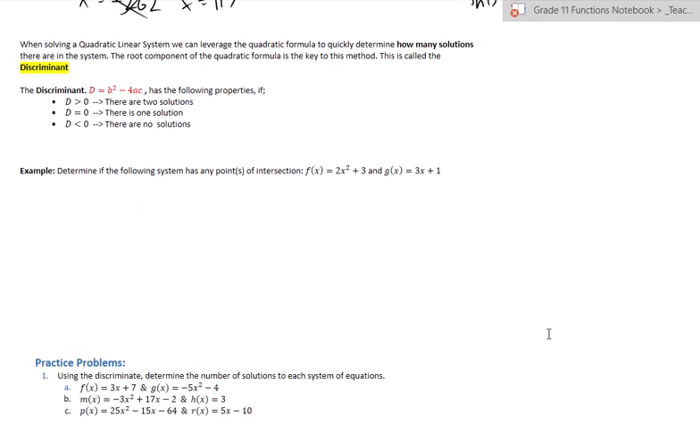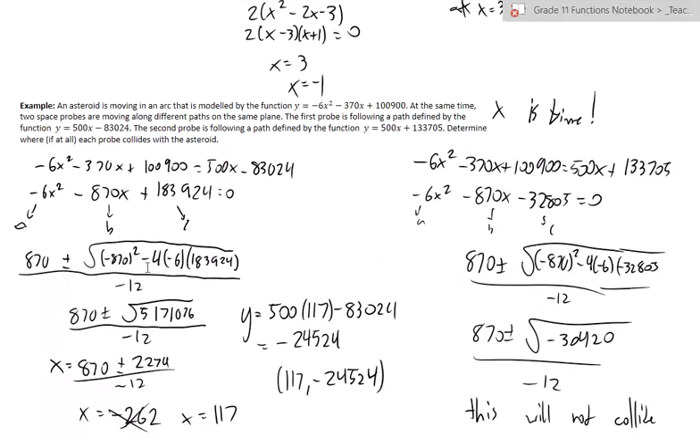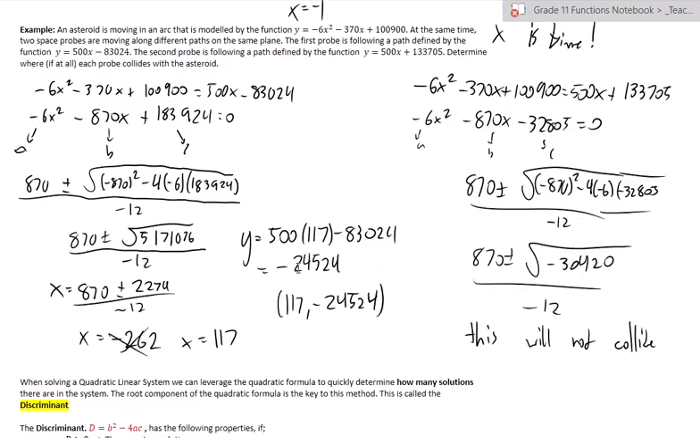When solving a quadratic linear system, we can leverage the quadratic formula to determine how many solutions there are in the system. The root component of the quadratic formula is the key to this method. This is called the discriminant. Now, the discriminant, D equals b squared minus 4ac, has the following properties. This b squared minus 4ac comes from this component of the quadratic formula.